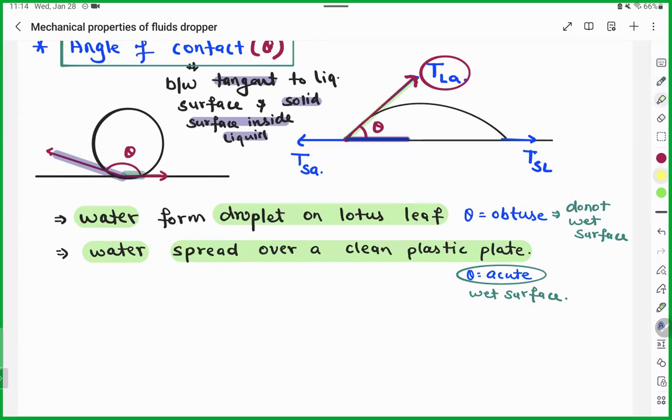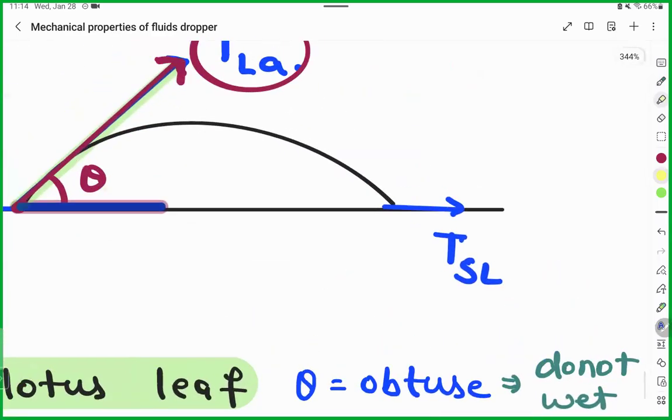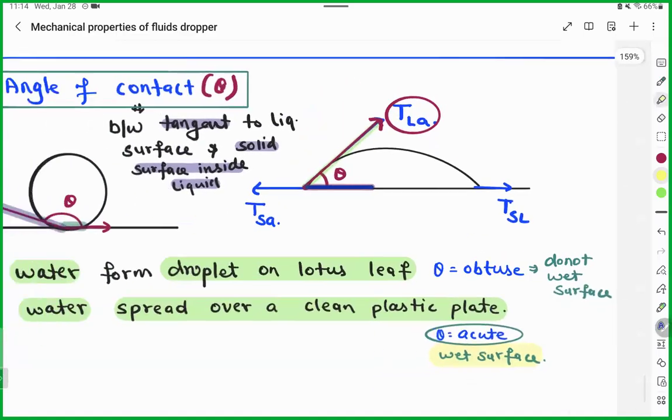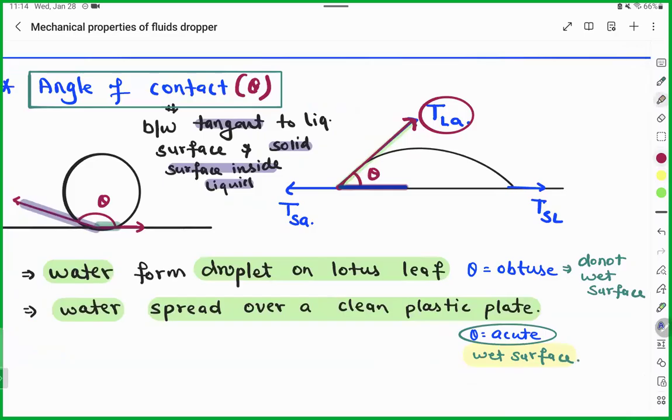Okay, got it? Anybody have doubt? It wets the surface, as you can see in this diagram, because the water spreads over the surface. In this case, you can see in the diagram the angle is less than 90 degrees. Correct? So it will spread. That's why it wets the surface.